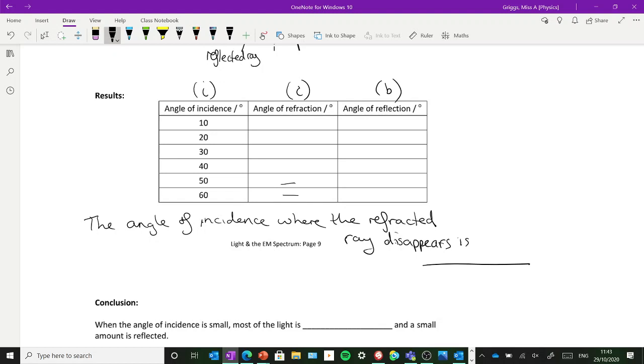Any questions? Right, as usual, a couple of minutes to get your ray box set up, and then I'll turn the lights out. Again, I'm sorry the blind's not appeared for one side.